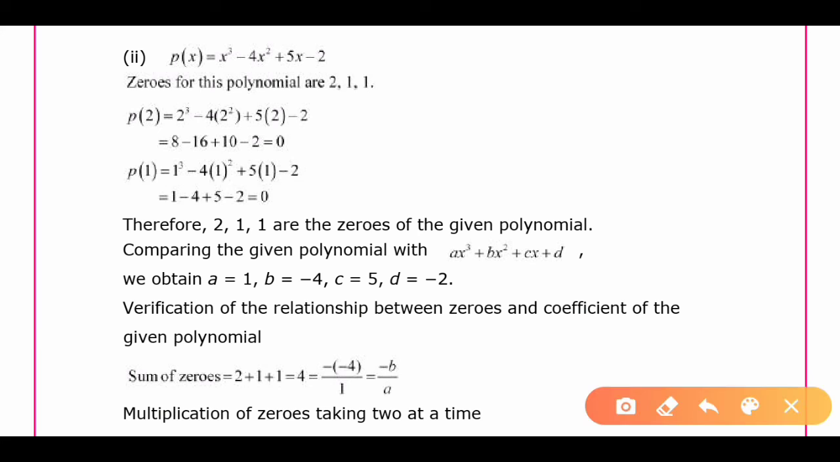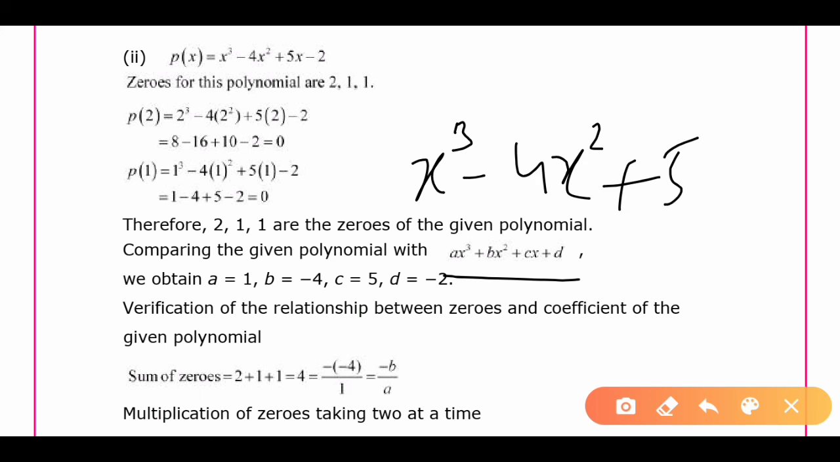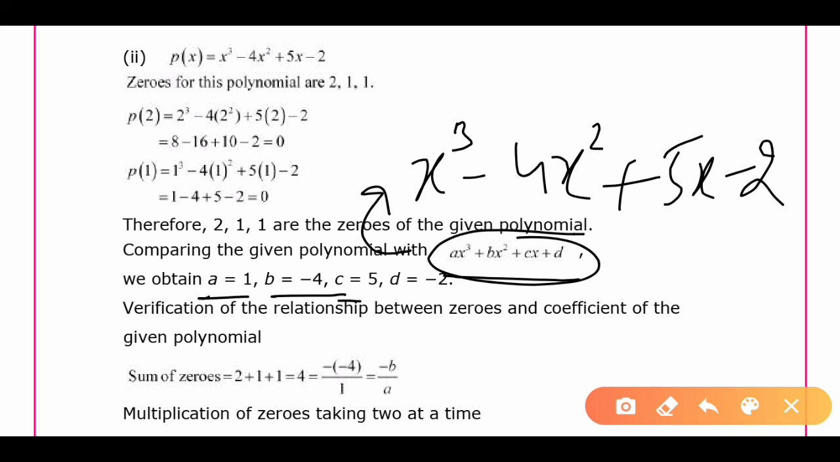Now comparing the given polynomial with ax cube plus bx square plus cx plus d, we have x cube minus 4x square plus 5x minus 2. Now we'll compare these two polynomials. We'll get a equals 1, b equals minus 4, c equals 5 and d equals minus 2. Clear?